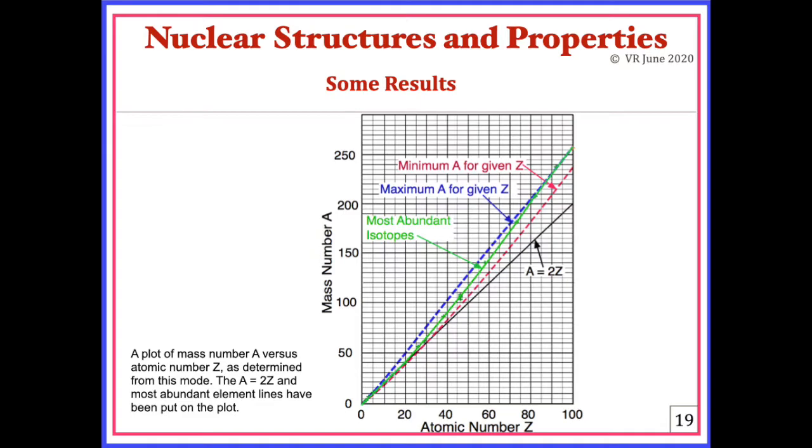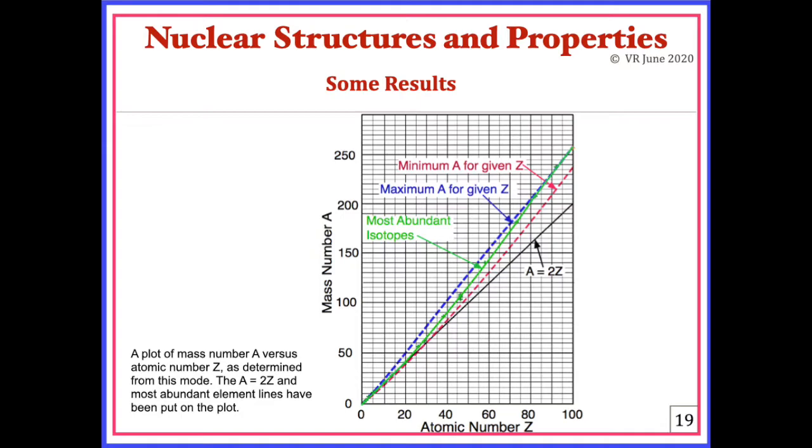Tin, Z equals 50, is the nearest even number to the middle between Z equals 20 and 80, which corresponds to the higher atomic number nuclei. It has the greatest range of nuclei either side of its most stable isotope. It has 10 stable isotopes, the greatest number of any element.